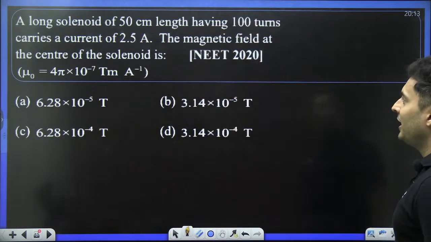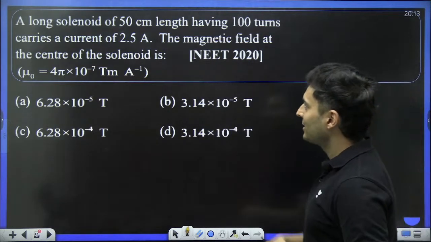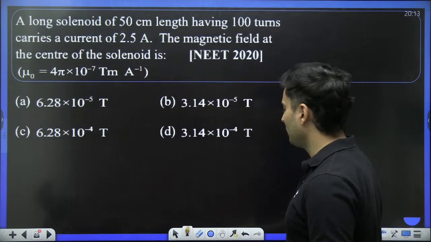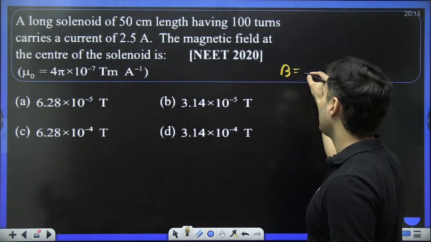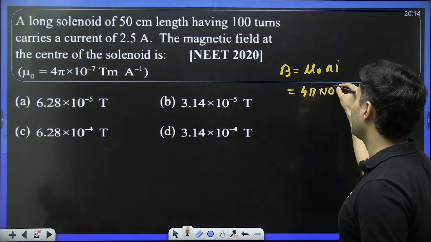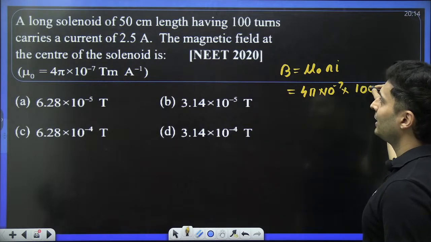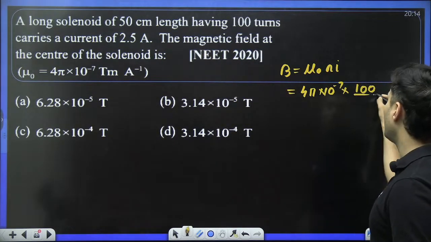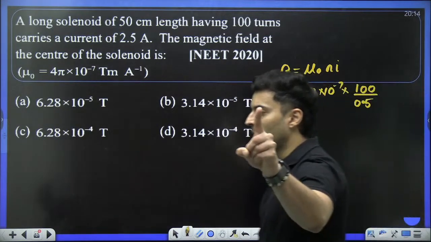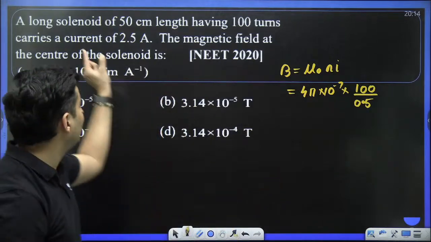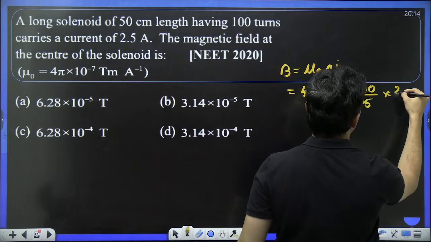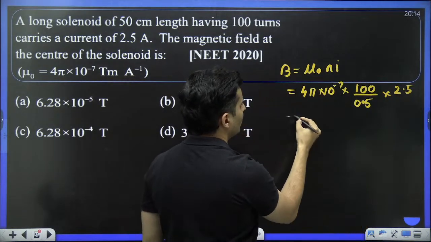A long solenoid has some length, has some turns, has some current. The magnetic field at the center is NEET 20 question, direct question. Direct question was asked. Imagine mu naught n i, that's all. Mu naught is 4 pi 10 to the power minus 7. Number of turns 100, but for 50 centimeters, so per 0.5 meters, so divided by 0.5. That division by 0.5 is important. Turns per unit length, length is 0.5 meters. Into the current. How much is the current? 2.5. That's it.